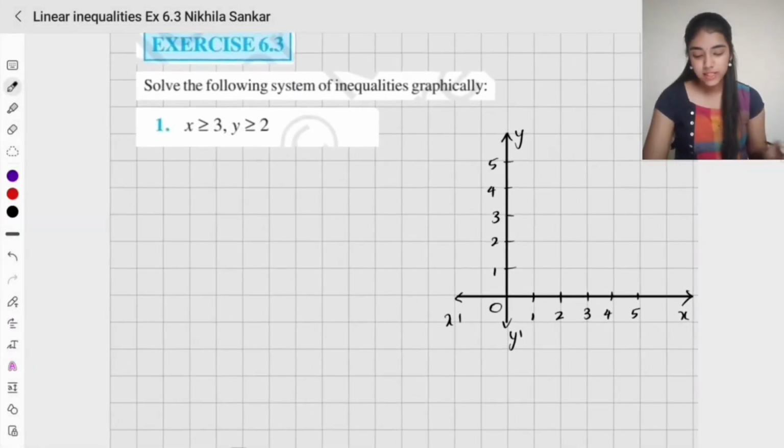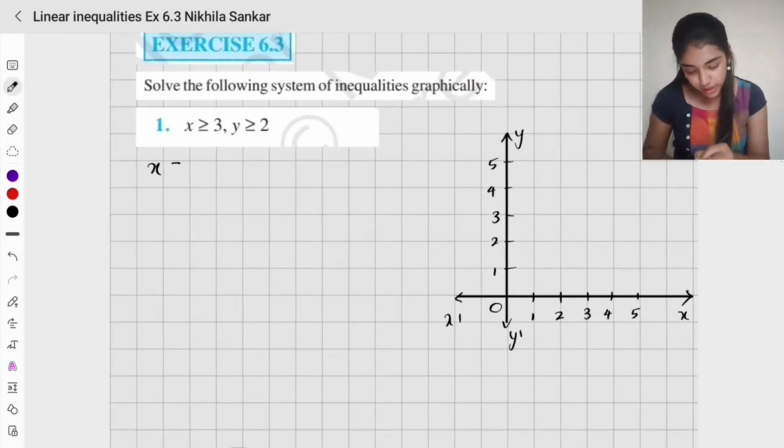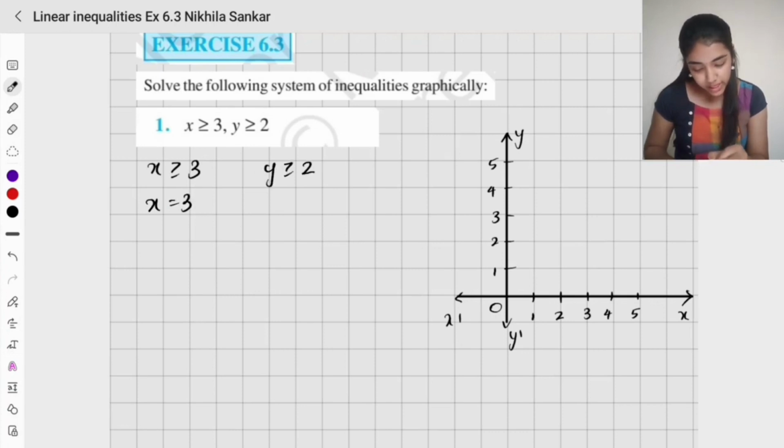Exercise 6.3. First question, very very easy. So first, what inequality do we have? x greater than or equal to 3, so x is equal to 3. Similarly, y greater than or equal to 2, which means y is equal to 2. Is 0, 0 included? You can check.